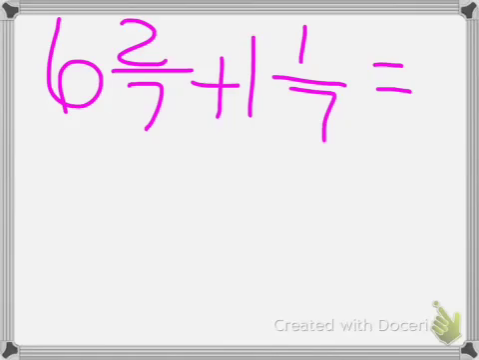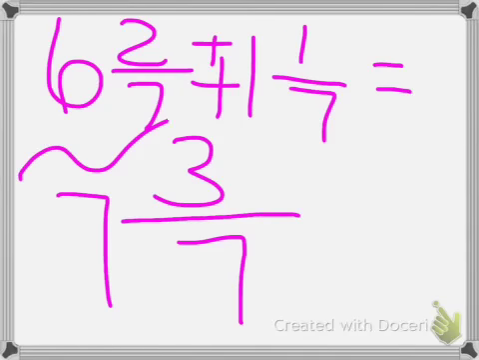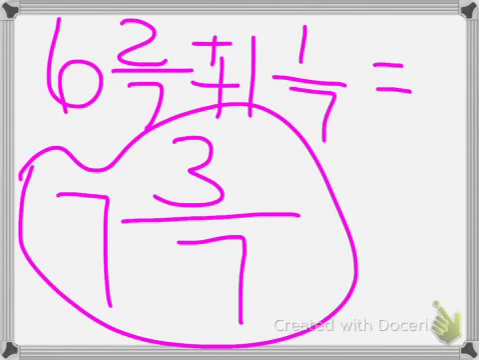Now we are going to solve it together. 6 2/7 plus 1 1/7. Our denominator would be 7 because you always keep the denominators the same. Our numerator would be 3 because 2 plus 1 equals 3. Finally, our whole numbers would be 7 because 6 plus 1 equals 7. My answer is 7 3/7, and you cannot simplify because they are both prime numbers.